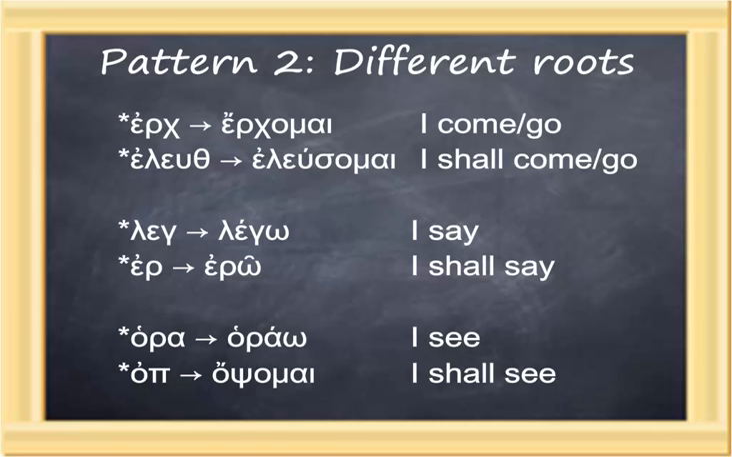In the case of these examples, the best thing to do is simply memorize the forms, making a separate vocabulary card for erchomai and eleusomai, lego and ero, horao and opsomai, and simply memorize the forms.